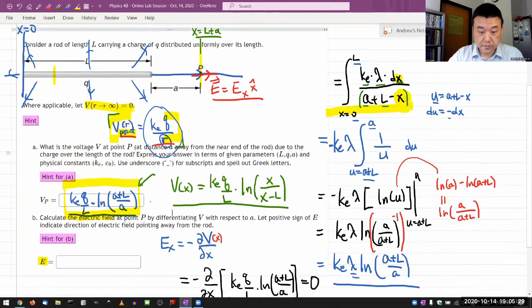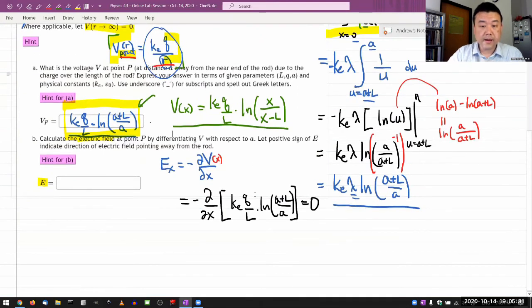And that is what I need to plug in when I try to take the derivative here. So instead of this form of logarithm, I need something that is a function of x, x over x minus L. And I have a sense that the electric field should point to the right, so I hope there's some double negative that cancels out this minus sign. If not, I have something that I need to fix.